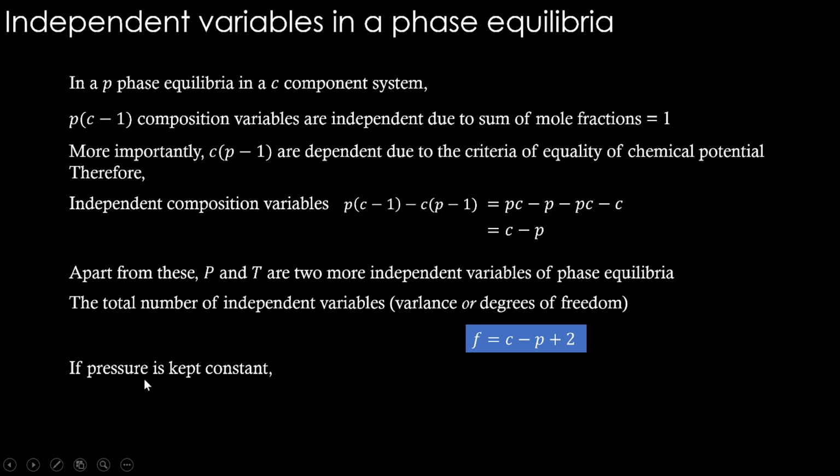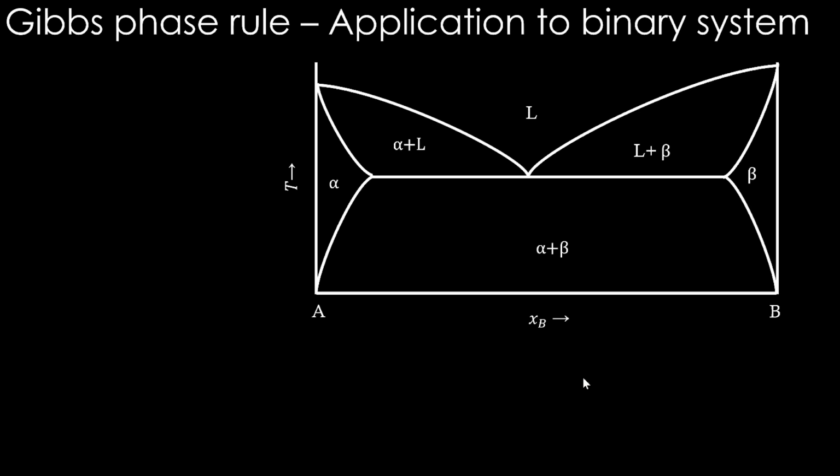In most of the cases that we consider, the pressure is kept constant, right? So we don't need to give this plus 2, we can just use plus 1 here because we know pressure is going to be constant. So F is equal to C minus P plus 1 will give us, in most of these phase diagrams that we see, the independent variables required to define the phase equilibrium.